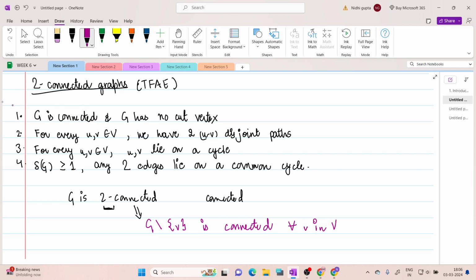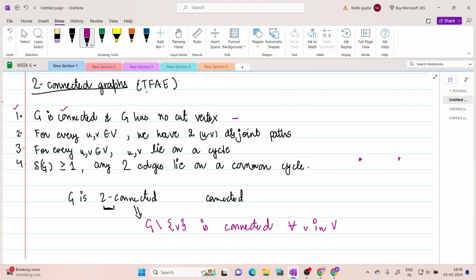Now in the class there were some equivalent conditions which were done. First, this is by definition only, that G is connected and G has no cut vertex. And other equivalent conditions are this, that for every U, V belongs to V. These are all equivalent conditions.